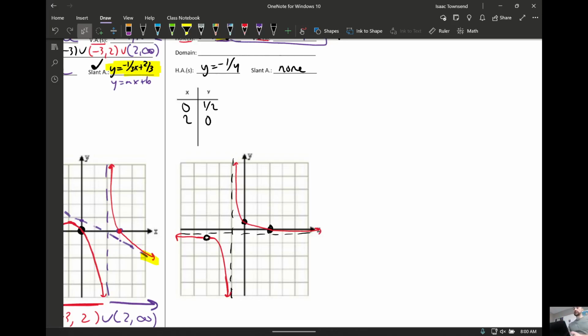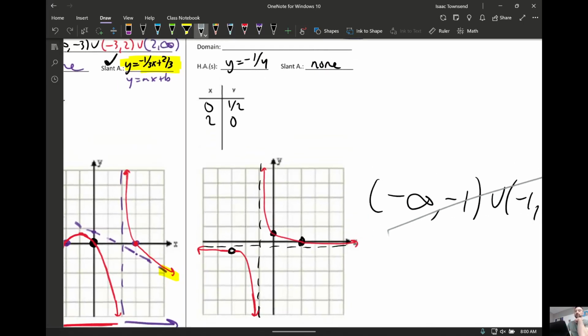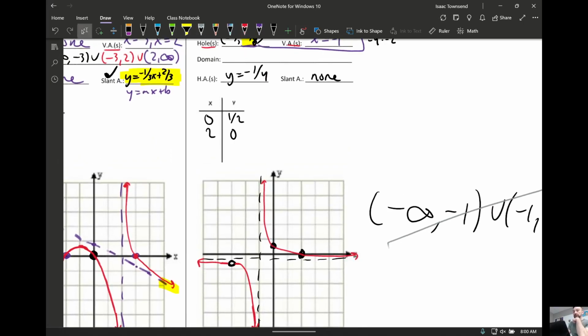So what I'm concerned about is that you said this for the domain. Negative infinity to negative 1, and then negative 1 to infinity. Why can this not be the domain? Right, so negative 3 also does not exist. Right here, I'm saying negative 3 is part of the domain, but negative 3 cannot be part of the domain. So domain could care less whether it's a hole or a vertical asymptote, but any number that you're taking out, any number you cannot plug in, cannot be part of the domain.